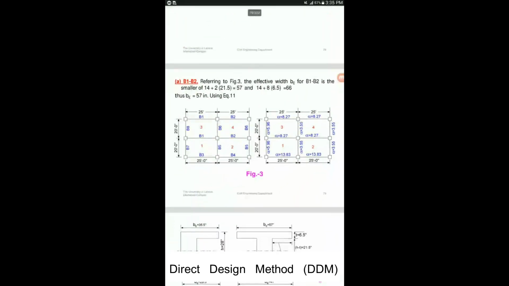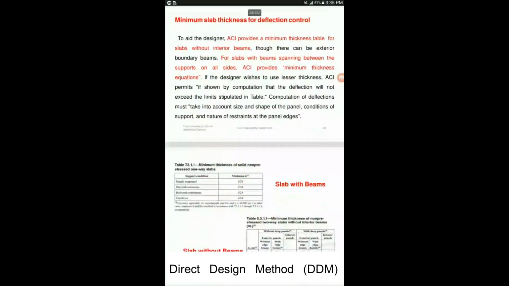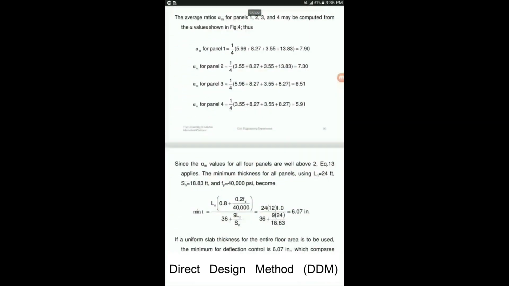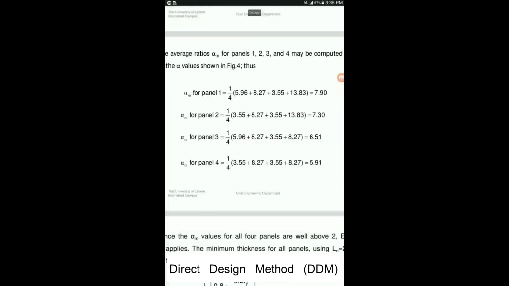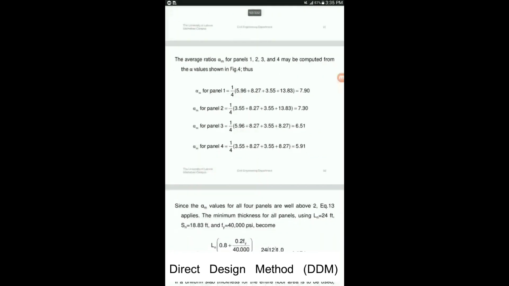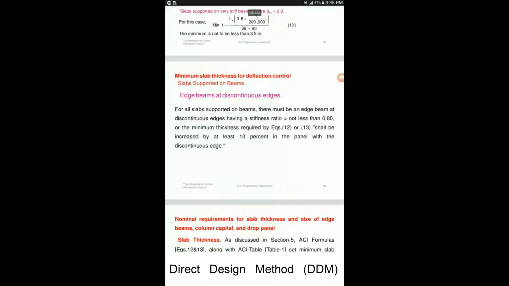The calculations are shown here. So these are the calculations for panel 1. We have alpha m 7.90, for panel 2 7.30, for panel 3 it was 6.5, and for panel 4 it is 5.91. So now just compare these with the criteria here. The calculated value of alpha m is not lying in this one, so we cannot use this one. Also, we have alpha m greater than 0.2 but not less than 2, so we cannot use this one.